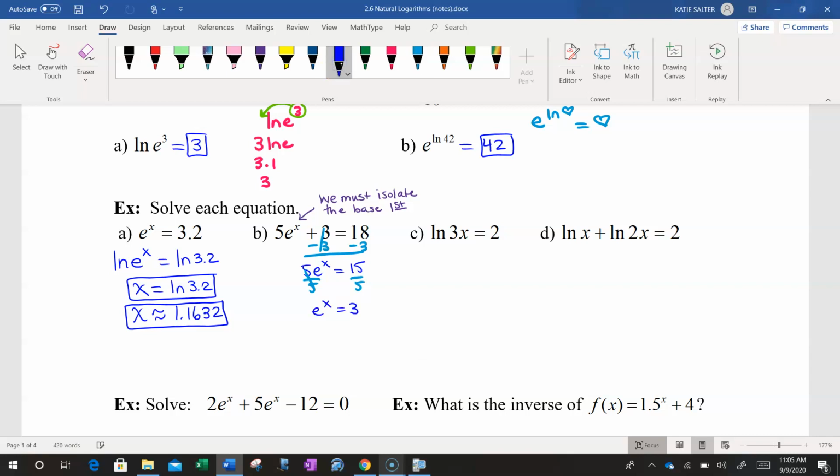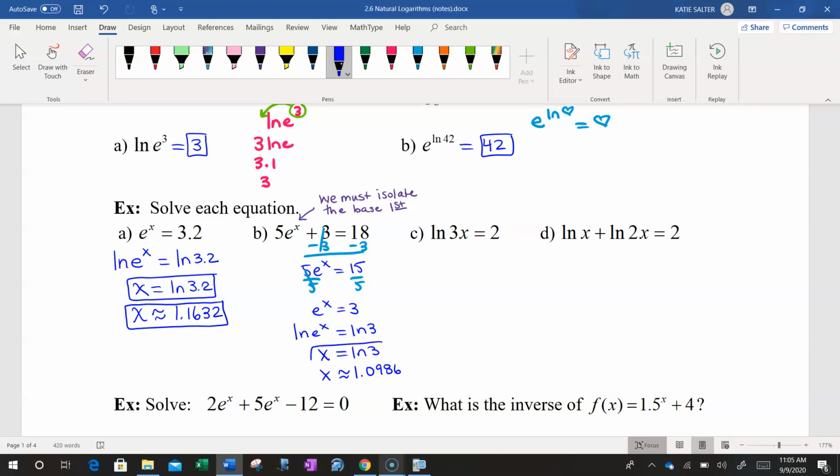Now we're back to a problem like we just worked out. Now that we've isolated that base, we're going to take the natural log of each side since the base is e. We can apply our inverse property right here. The natural log of e to the x just leaves us with x. And if we put the natural log of 3 into our calculator to get the approximate answer, it gives us approximately 1.0986.